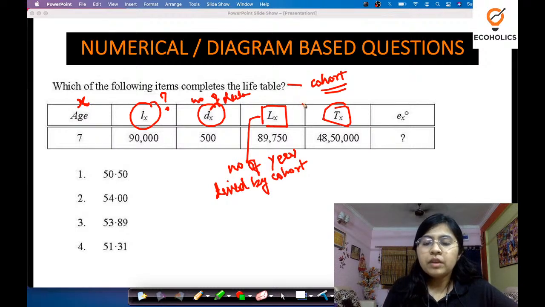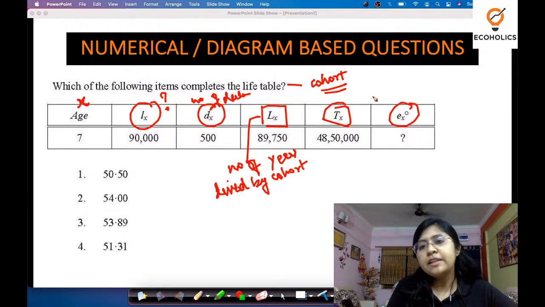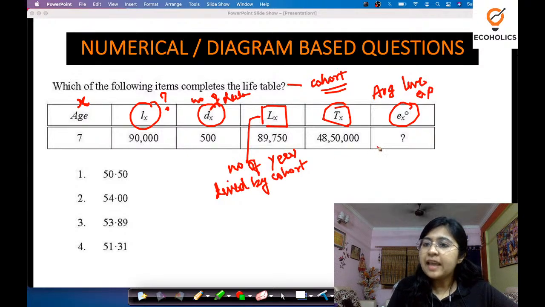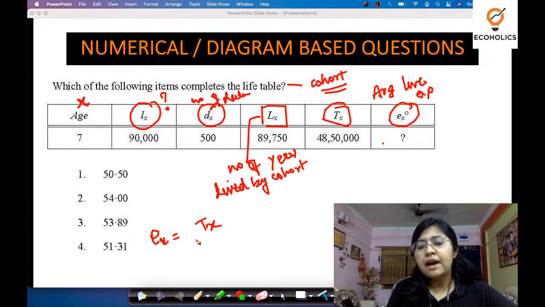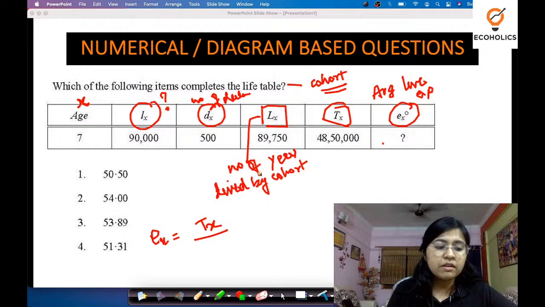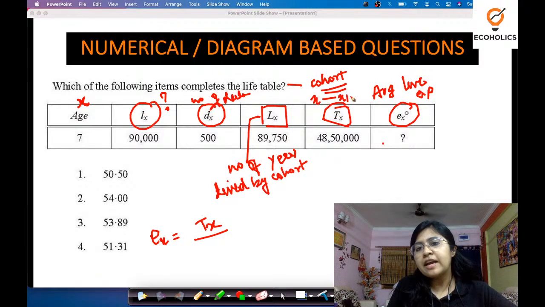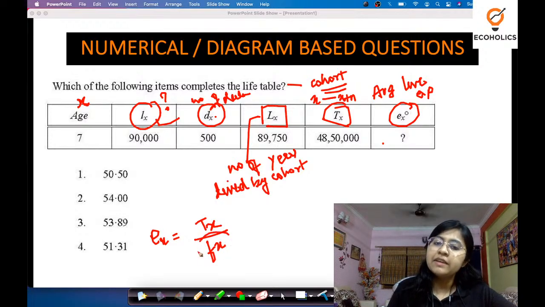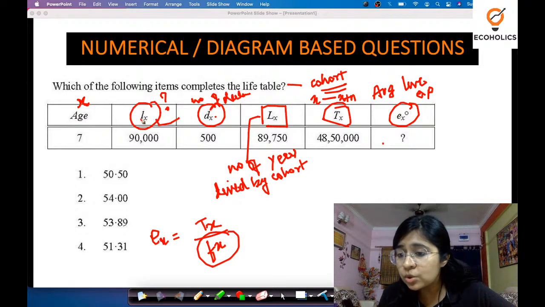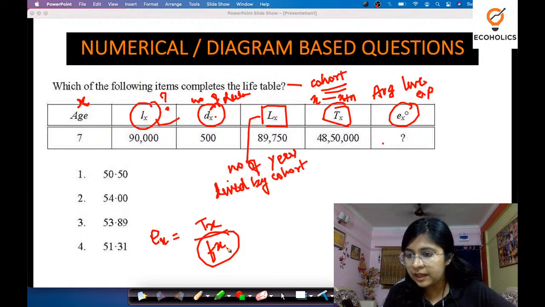So we know something that we need to find out is the average life expectancy. Average life expectancy, this is something that we need to find out. And the average life expectancy can be calculated how? Average life expectancy can be calculated by Tx, which is the total number of years lived by the cohort from the age of x till the age of x plus n, divided by Lx. You can call it Fx also. In some books, in some material it has been given as Fx also, in some it has been given as Lx also. ठीक है, Tx में भी होता है, Fx में भी होता है, right?